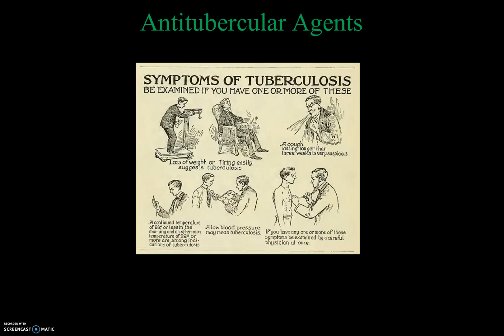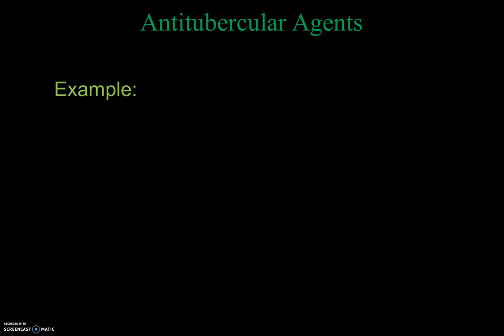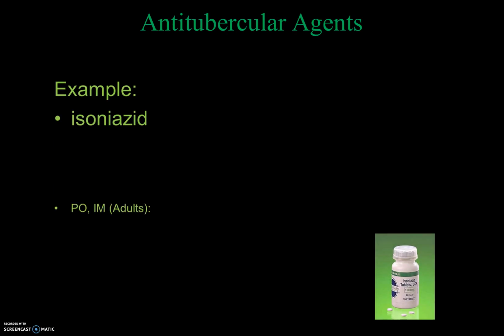For prophylactic use, it can be used in patients that have been in contact with someone who has tuberculosis or in an HIV positive client who has a positive Mantoux skin test, but it would be contraindicated in those who have liver disease. Overall, a multi-drug therapy against tuberculosis is going to be the most effective treatment. For an example, we have isoniazid here.